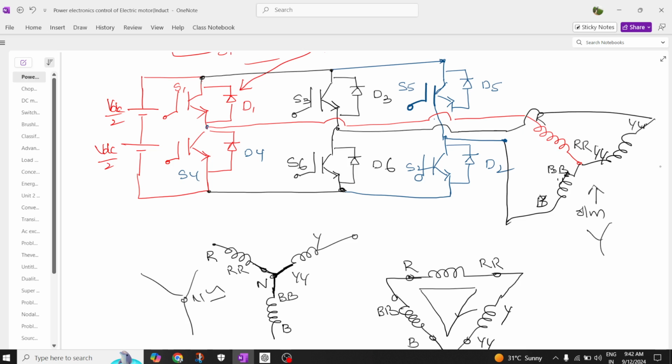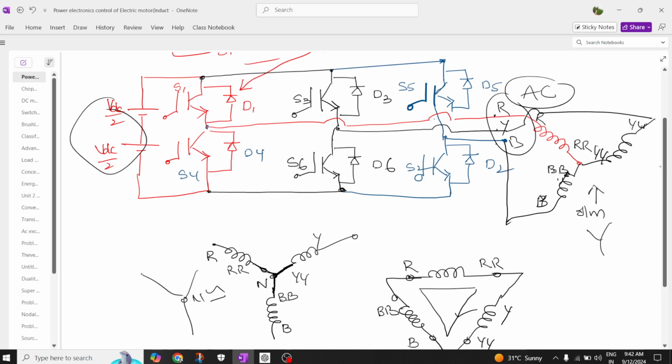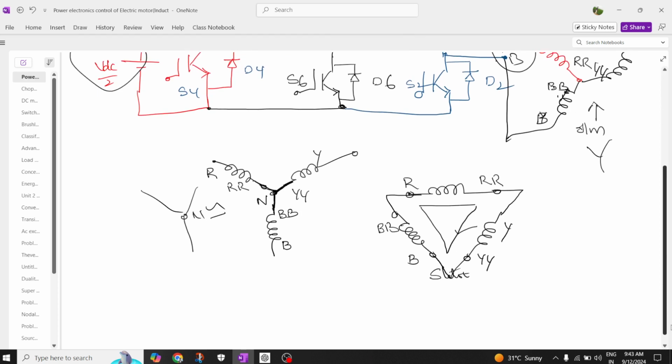So here we require the voltage, which is nothing but R, Y, B. These R, Y, B are nothing but AC supply, but the input we are supplying is DC. How to convert this DC to AC? With the help of these 6 switches, or this network, which is called the inverter connection. Now let's see what actually happens internally and how we are going to do it.